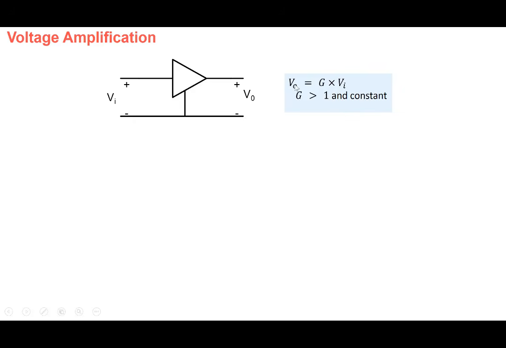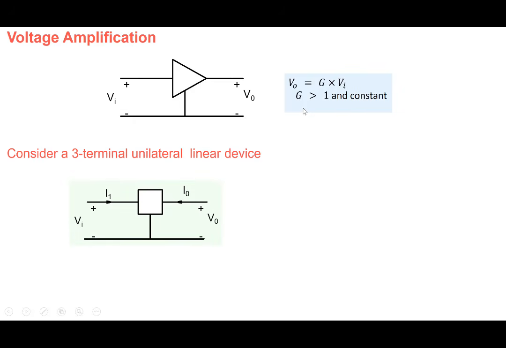And so note that this is a linear relationship, V0 equal to G times Vi, and linearity is important because we want the output to look exactly like the input in terms of its shape, but with a higher magnitude. And if there were any nonlinearity, then the output would become distorted. And so this linear relationship is important. And of course, we want gain to be greater than 1. So how can we build an amplifier like this?